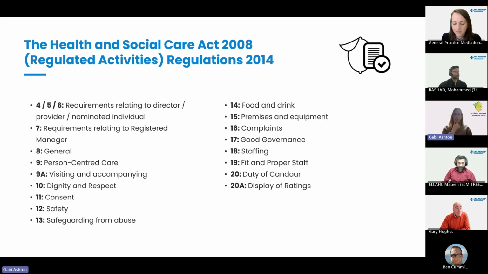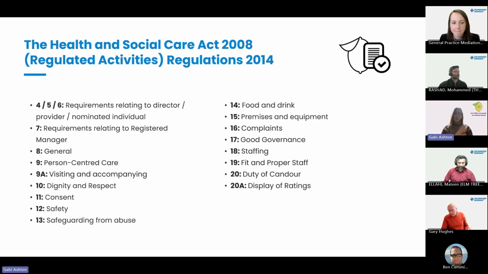And then we look at staffing, fit and proper staff, duty of candour, and then you're making sure that you display your ratings as a legal requirement. So part of the webinar series that we'll be looking at, and we'll come on to it in a little bit more detail very shortly, because we're focusing on the key question safe, it makes sense that the majority of the discussions and the topics that we will be having will fall under Regulation 12, which is about safety.